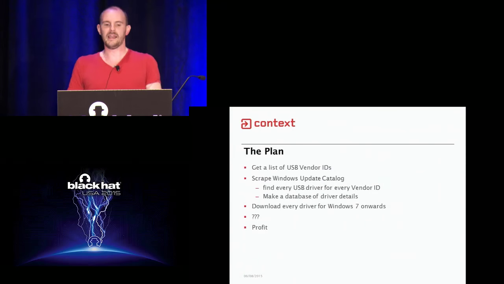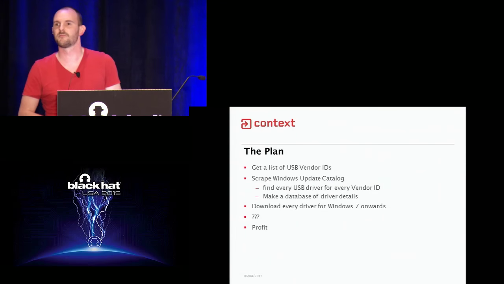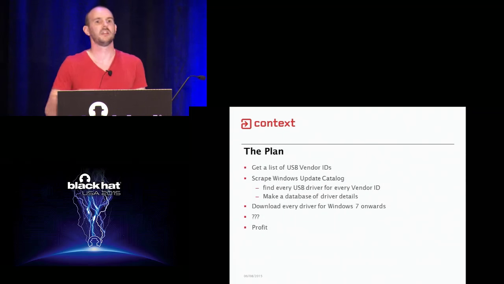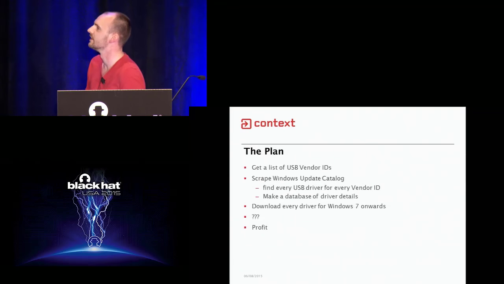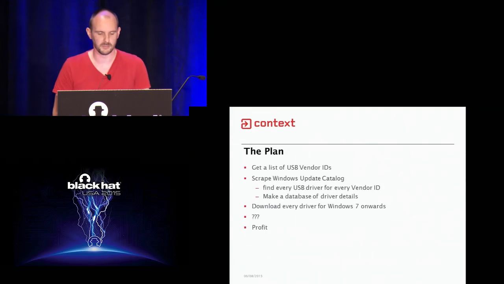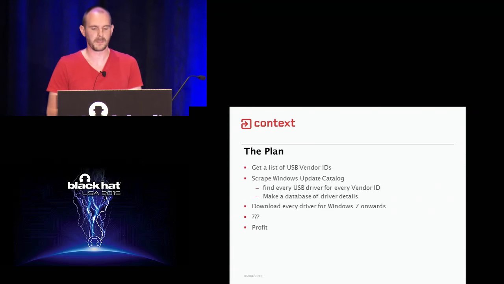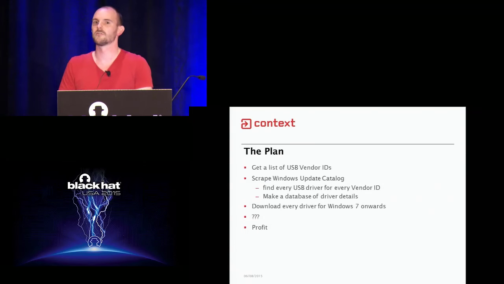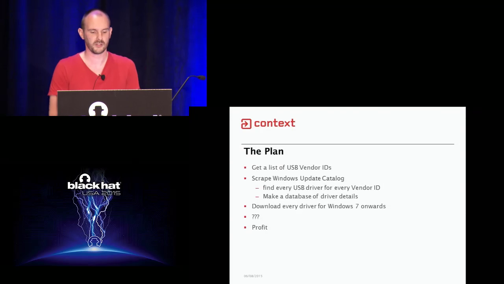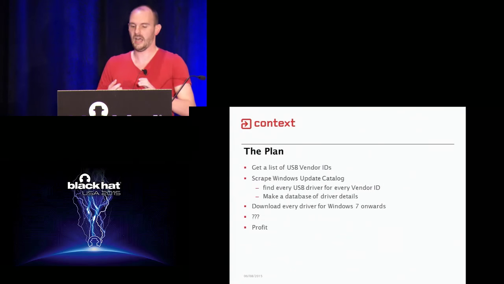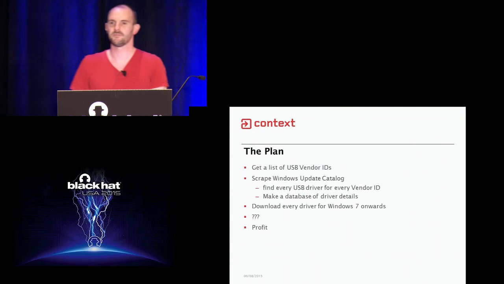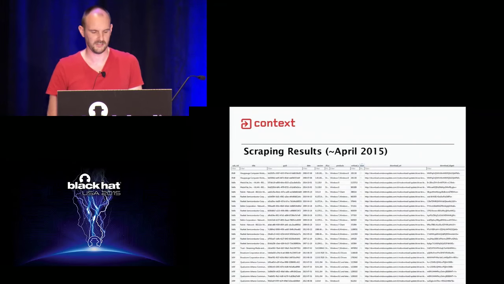So we come up with a plan. We get a list of vendor IDs. These are actually published. Individual vendors are assigned individual vendor IDs. So we find one of the public lists, and we can use that. We're then going to scrape the Windows catalog for all USB products for each individual vendor. We're going to make a database of all the drivers, download them all, install them all, do something, and then profit. That's the way all good plans start.